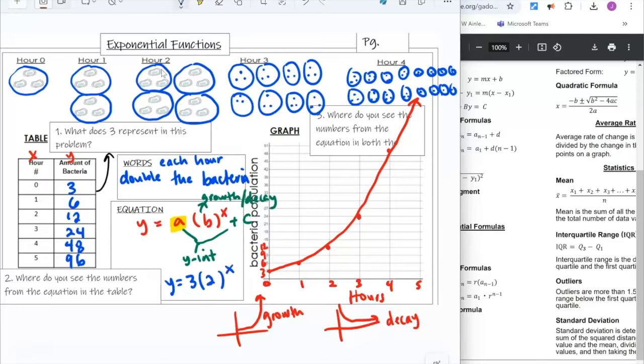And then x, and I forgot to label what x is. X is time. Okay. X is time. So that's just going to be what it is. So this is how you write the equation.